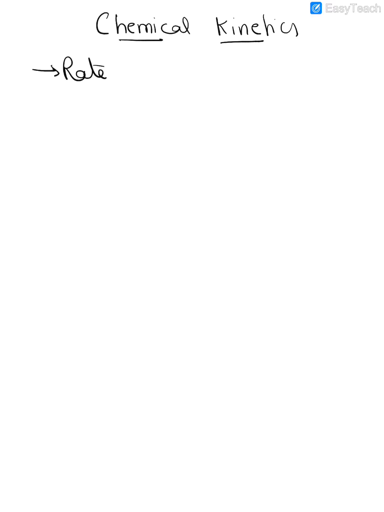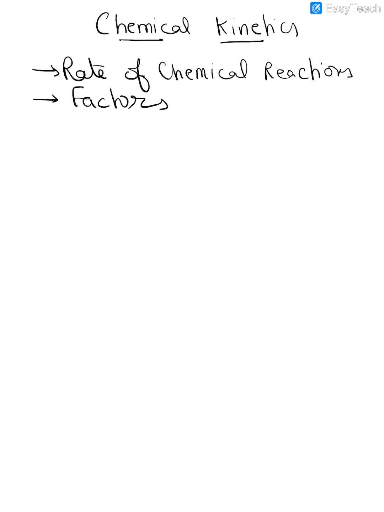Hello everyone. So today we are going to start the first chapter of physical chemistry, that is chemical kinetics. Chemical kinetics is the branch of chemistry which deals with number 1, rate of chemical reactions, number 2, factors affecting rate of chemical reactions, number 3, mechanism by which reaction proceeds.